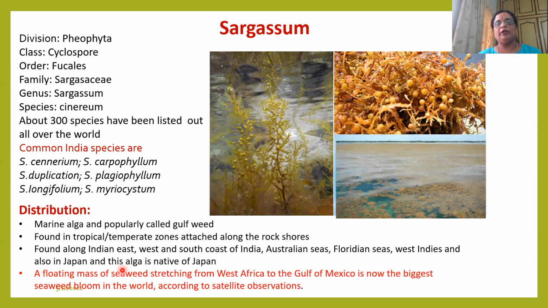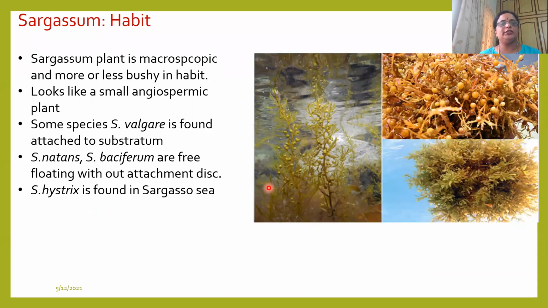It is a marine form and it forms an algal bloom in the ocean, and you can find both free-floating forms like this, as well as some species of sargassum that are found attached to the substratum in marine conditions. Then coming to its habit, as I had mentioned, the sargassum is a macroscopic structure, and it looks more or less bushy in habit. If you observe it carefully, it looks like a bushy angiosperm plant.